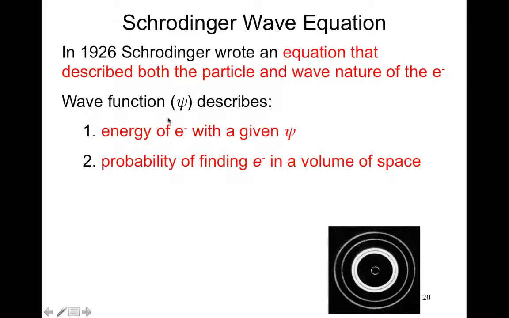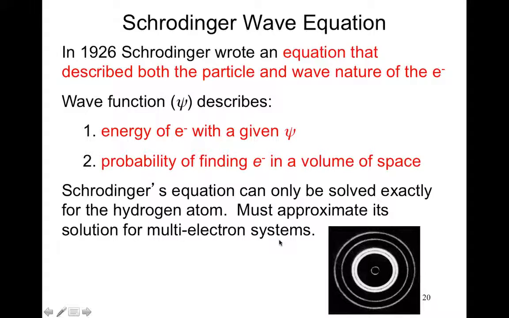But Schrödinger wrote one with the wave function. And the wave function is going to describe a few things: the energy of an electron with the given wave function and the probability of finding that electron in any volume of space. Schrödinger's equation can only be solved exactly for a hydrogen atom. It's kind of like Bohr's. We started with the hydrogen atom, and we have to approximate its solution for multi-electron systems, which would be everything else on the periodic table.